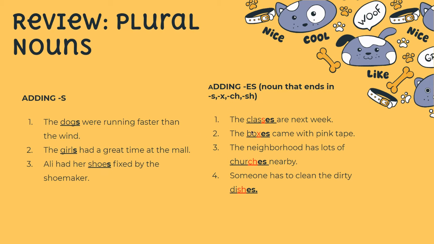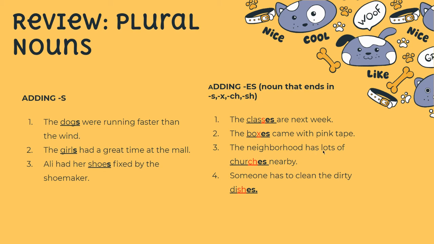And you can also add es to a noun that ends with an s, an x, a ch, or an sh. For example, number one, the classes are next week. So the word class, you see that it's in red, it ends with s. So to make it plural, I add es. Number two, the boxes came with pink tape. So the word box ends with an X, you see, that's why it's in red. And to make it plural, you add ES, the boxes.